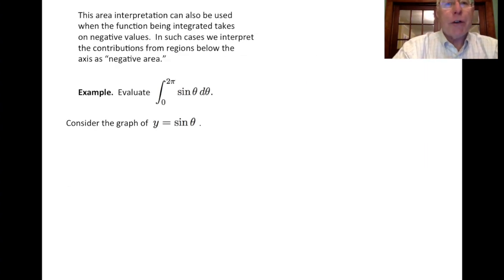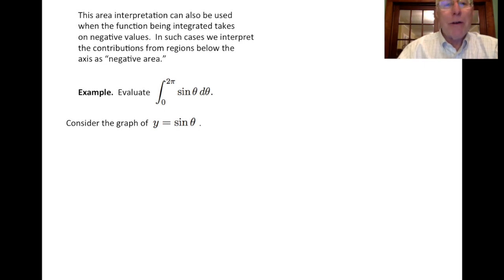This area interpretation can also be used even when the function takes on negative values. In this case, we usually interpret contributions to regions below the axis as negative areas, and then we add the negative and positive areas together, in effect subtracting the negative areas from the positive. So probably best to see this with an example. Let's evaluate the integral from 0 to 2 pi of sine of theta d theta.